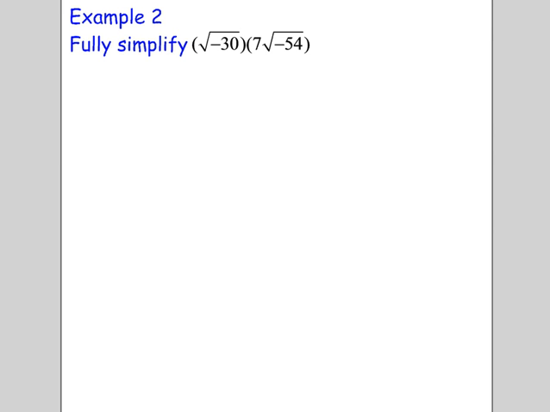Example 2. So now we have to fully simplify the product of two radicals which happen to have negative radicands. Now let me explain something here, and this is super important. This is very, very important. The rule radical A times radical B is equal to radical A times B does not apply when you're multiplying radicals with negative radicands.